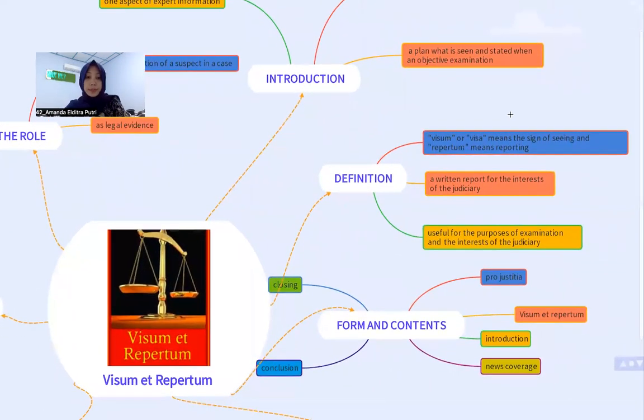Next, definition. The name Visum et Repertum comes from Latin, visum or visa, which means seen or signed, and repertum means reporting. In general terms, Visum et Repertum is a written report for the benefit of the judiciary, at the request of the authorities, made by a doctor. And Visum et Repertum is useful for the purpose of examination and the interest of the judiciary.